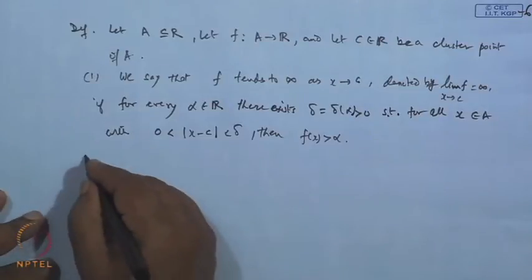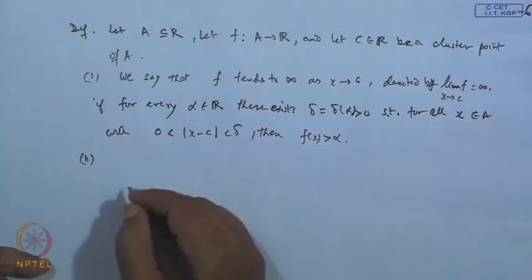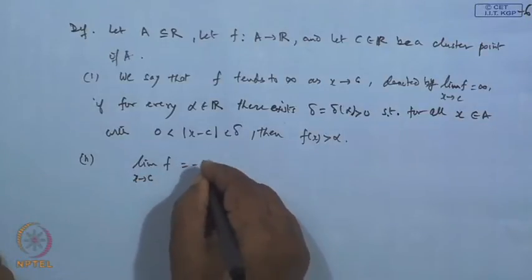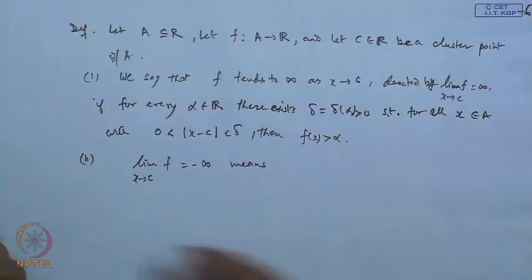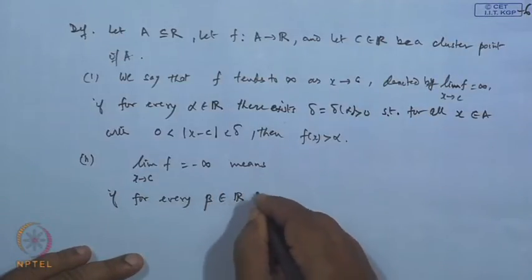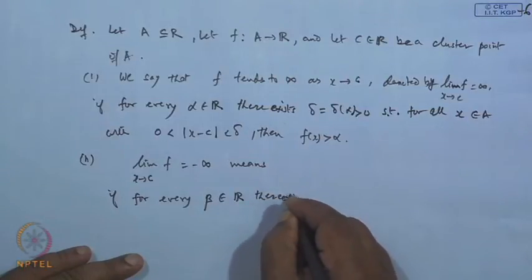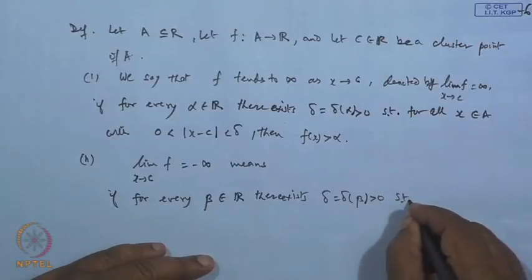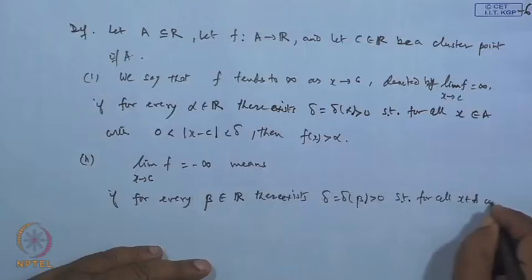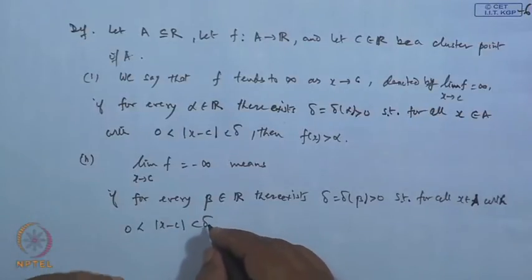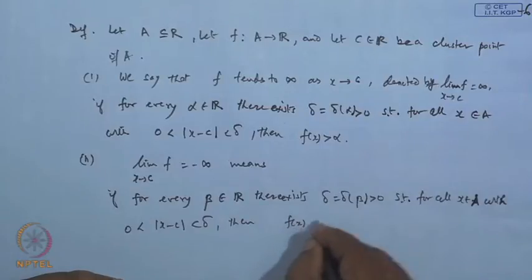Similarly, we define the limit to be minus infinity as follows. We say the limit of the function f when x tends to c is minus infinity, if for every beta belongs to R, there exists a delta, which depends on beta, positive, such that for all x belongs to A with 0 less than mod x minus c less than delta, we have f of x less than beta.